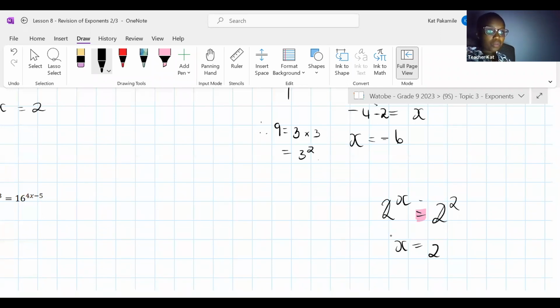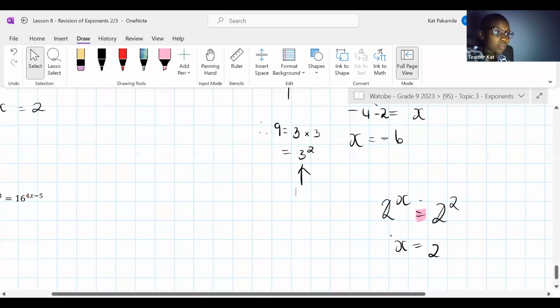So if 2 to the power of x is the same as 2 squared, then x has to be 2, otherwise it will not work. What did we do with the 9? We changed it to 3 squared. That's all we did. It became 3 squared.